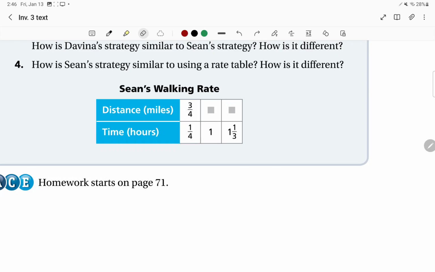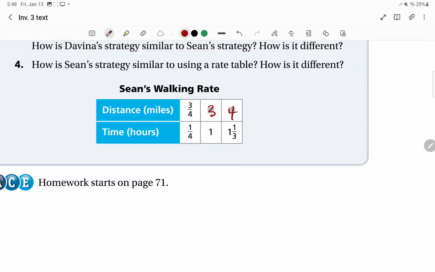So if we do a rate table, first of all, go ahead and fill out this rate table, like what goes here and here. Pause the video and copy this rate table and fill this out, and then come back and see how you did. Okay, so Sean's strategy is similar to using a rate table. We've used rate tables in the past.